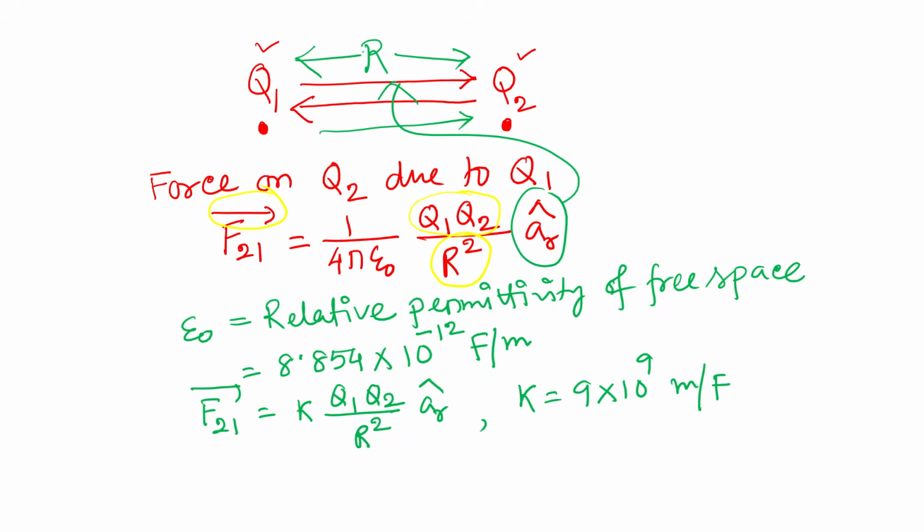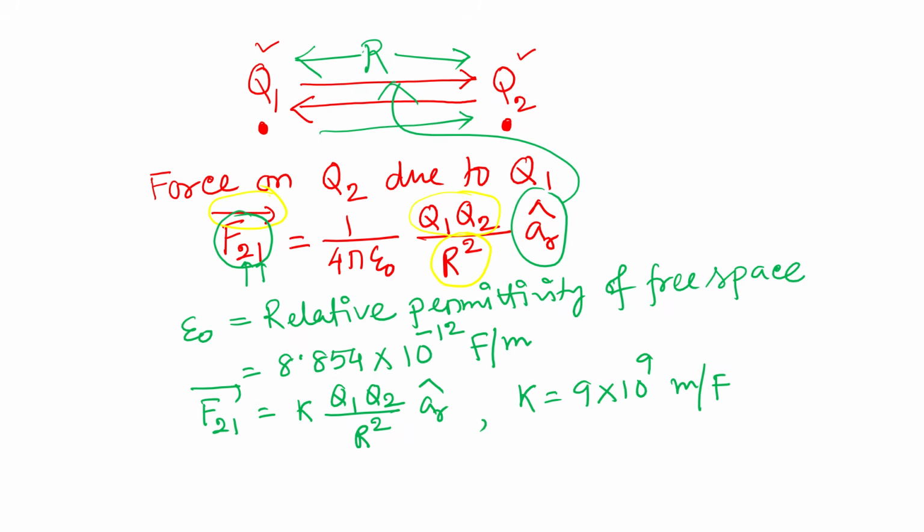Apart from that, we also need to be careful that this force is a vector quantity, and it has direction and a specific meaning. As you can see, I have written F21. It is not a randomly written term. It has a specific meaning. F21 represents force on 2 due to 1.